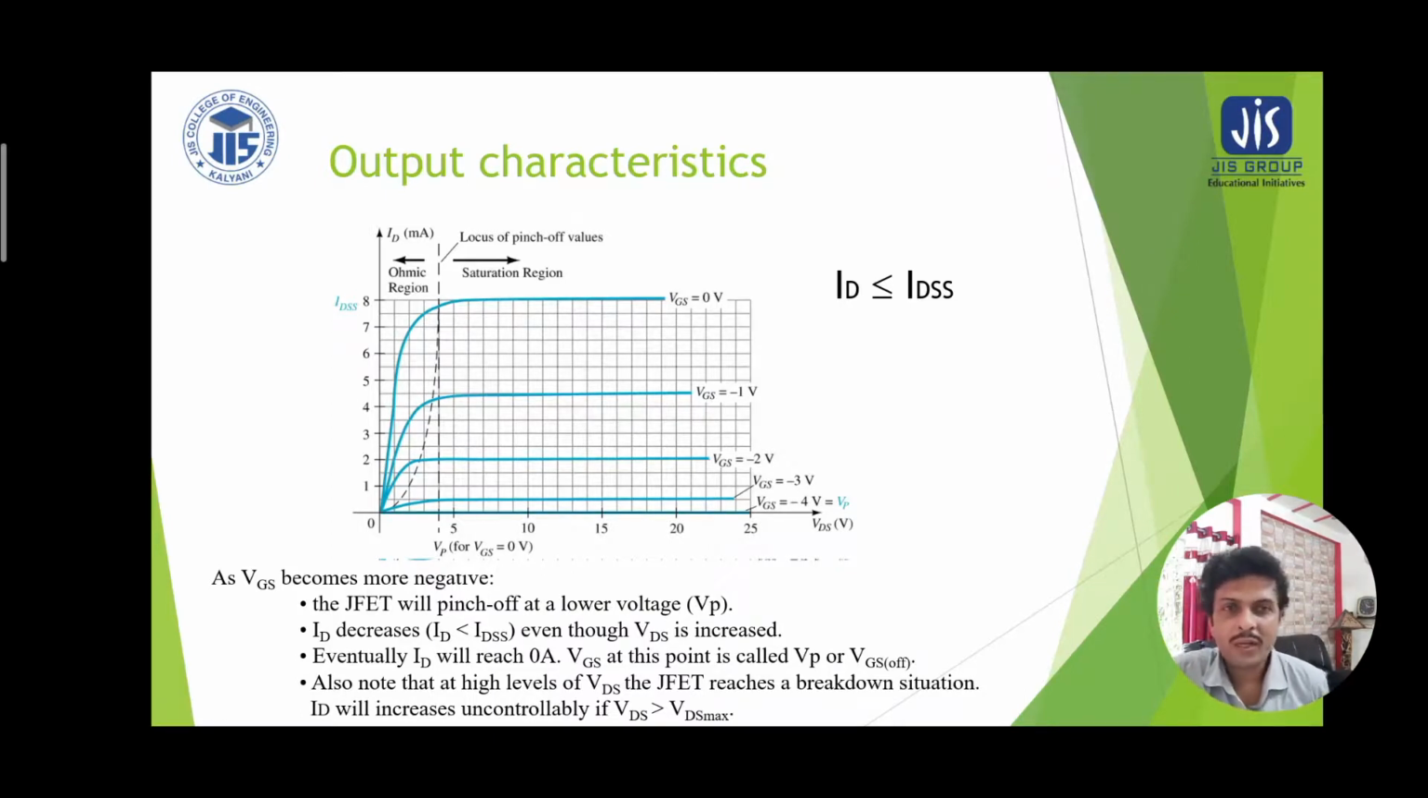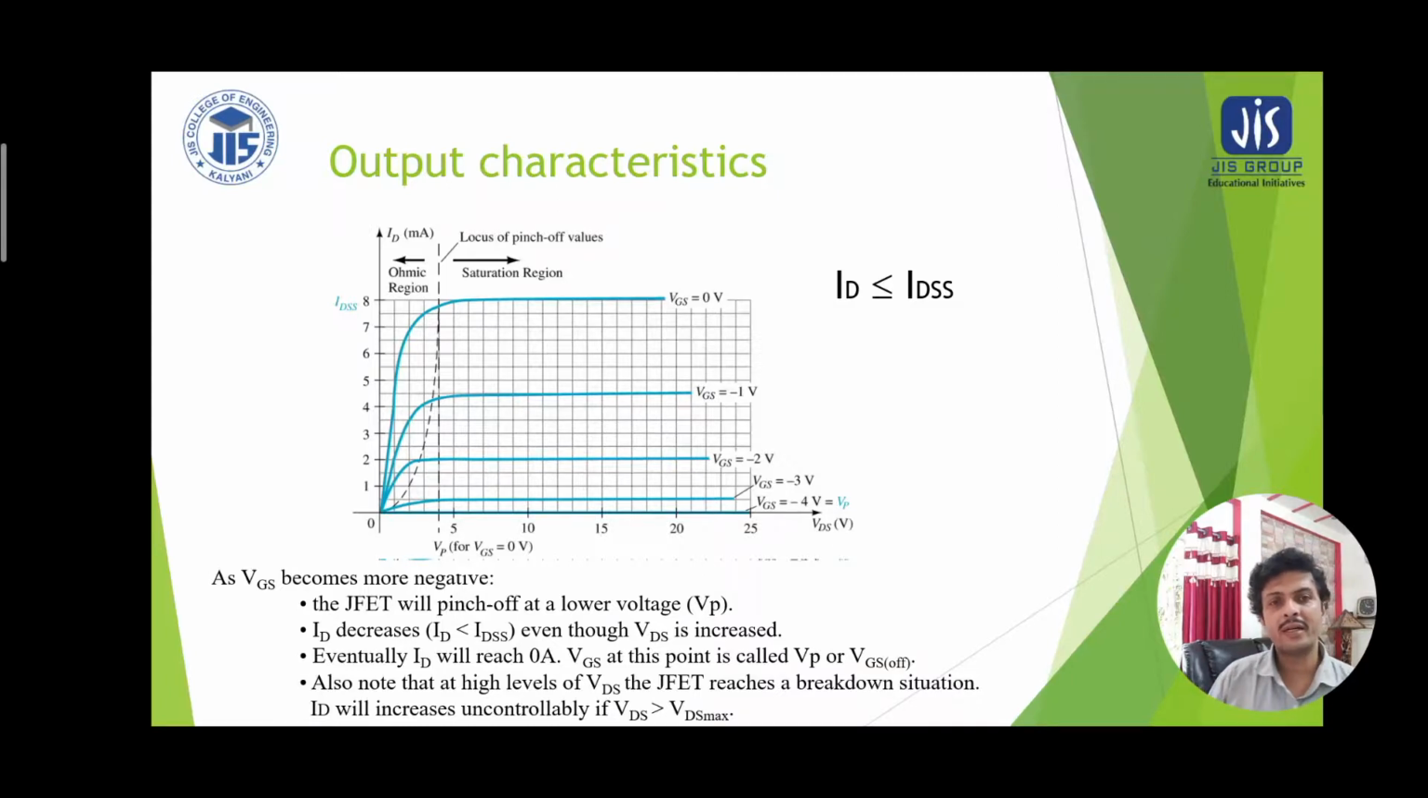So as VGS is more negative, the JFET will pinch off at a lower voltage VP. ID decreases, ID is less than IDSS, and even though VDS is increased, eventually ID will reach 0 ampere. The gate to source voltage at this point is called VP or VGS off. So VGS off is nothing but the threshold voltage for which the drain current is totally 0, the channel has been pinched off. Also note that at a high level of VDS, the JFET reaches a breakdown situation.